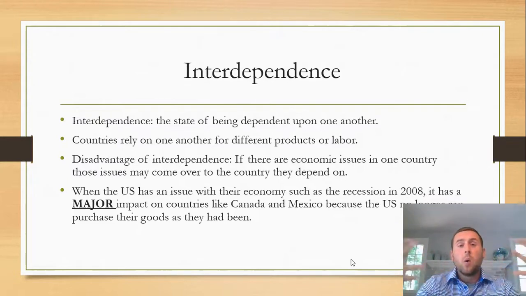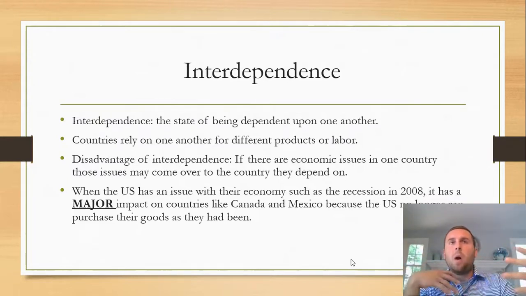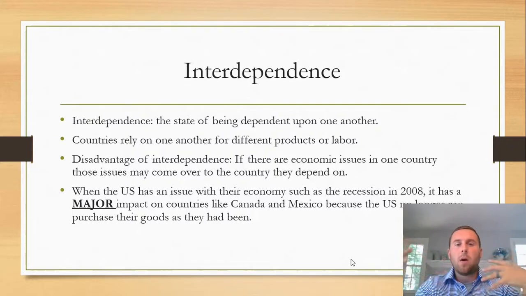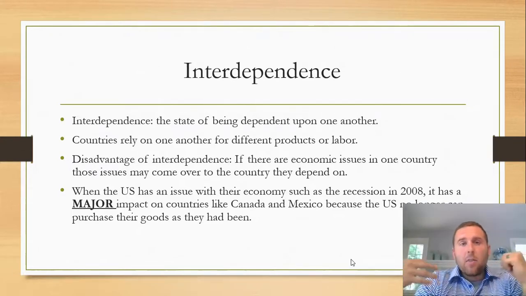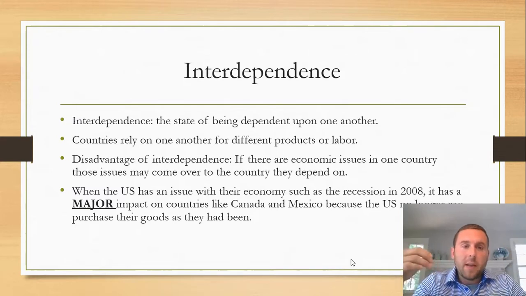Interdependence can also work with countries, right? So we are interdependent on China for manufacturing, right? So we rely on China for different goods. China relies on us to provide them with vegetables, fruit, things like that. So they're going to rely on each other. The United States and China rely on each other. They're interdependent.